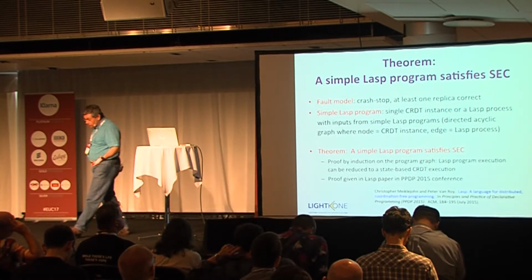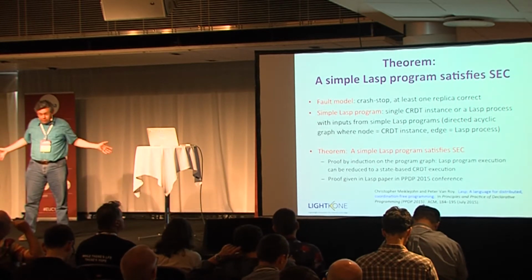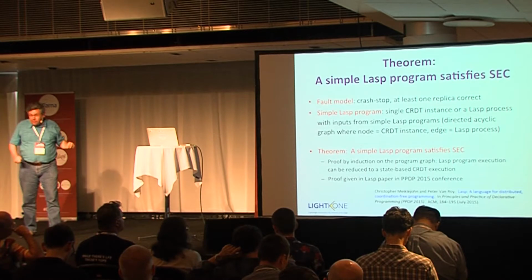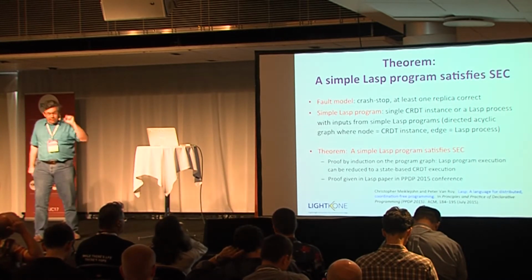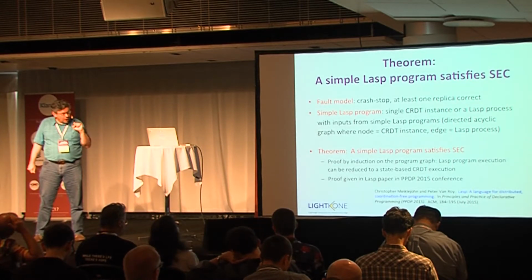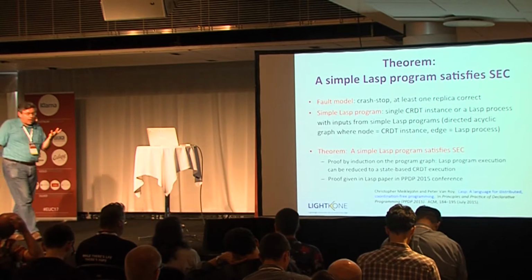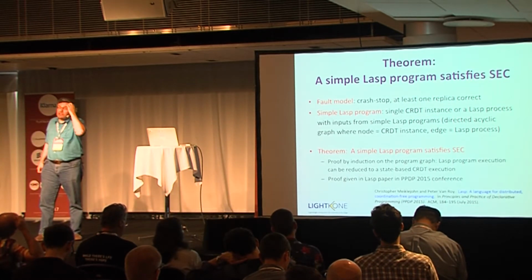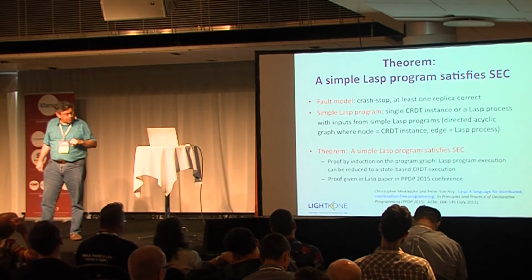And you can go farther, and not just single CRDTs, but whole LASP programs now, like the programs I showed you. These easy-to-write programs actually have a very strong property. They all satisfy strong eventual consistency. So what is the fault model for this theorem? So basically, we're assuming crash stop, and at least one replica is always correct at any instant. That's the assumption that makes this theorem true.